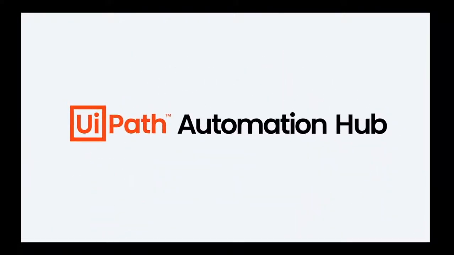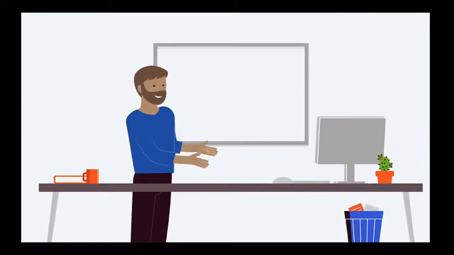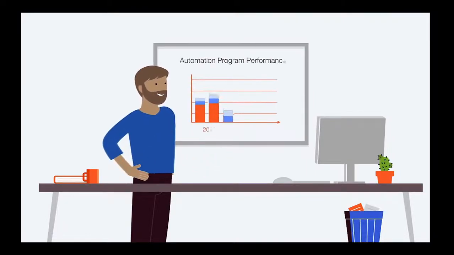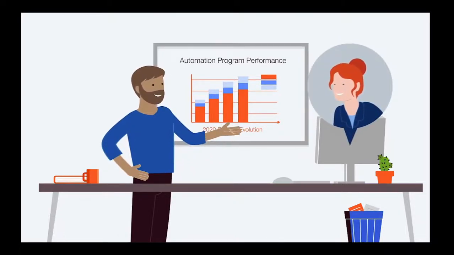UiPath Automation Hub is where employees connect to drive automation opportunities. It scales your digital transformation initiatives, saving you time and money. Automation Hub includes tools to easily manage your pipeline and showcase your COE to management.